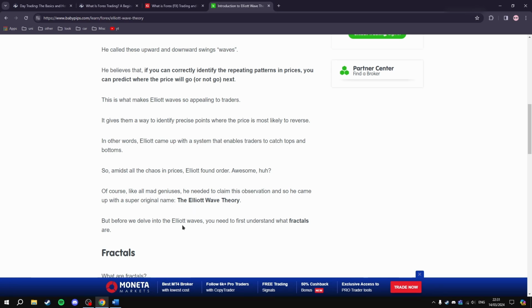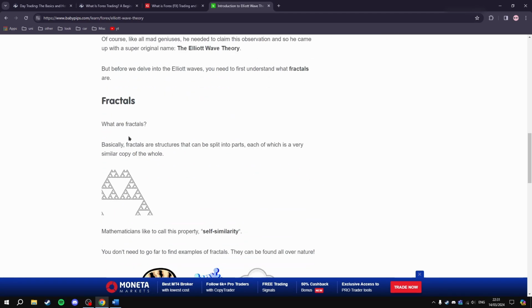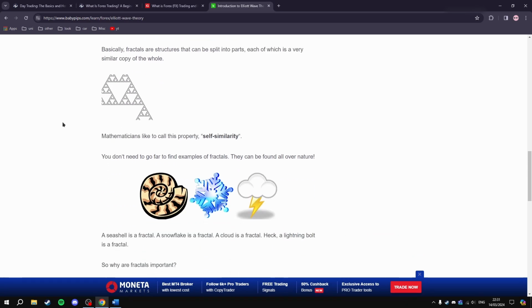But before we delve into the Elliott waves, you need to first understand what fractals are. Fractals. What are fractals? Basically, fractals are structures that can split into parts, each of which is a very similar copy of the whole. Oh, well, that's very hypnotizing. Mathematicians like to call this property self-similarity.